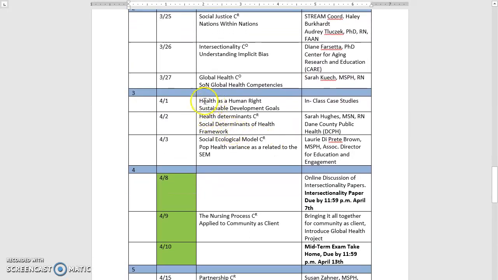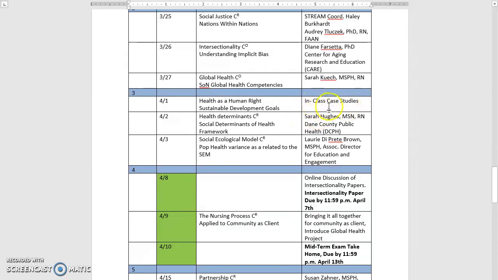Then we're going to go talk about health as a human right, health determinants, social ecological model, and you'll see that we have more guest speakers here. This one's for health as a human right. The exemplar is going to be the Sustainable Development Goals. Those are in your Stanhope and Lancaster book, but also I have put into the weekly learning some additional things for you to go out and explore.